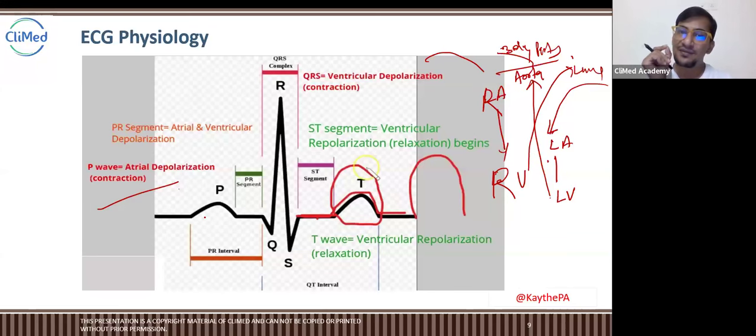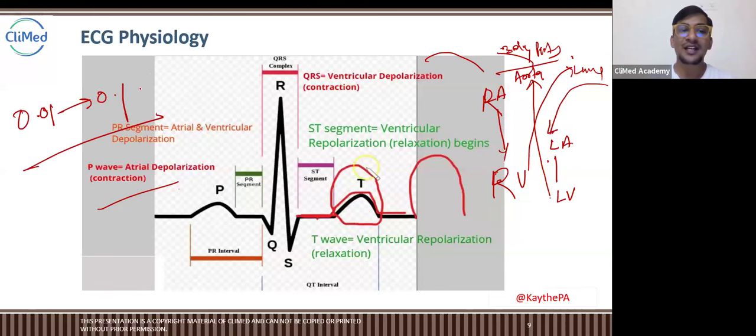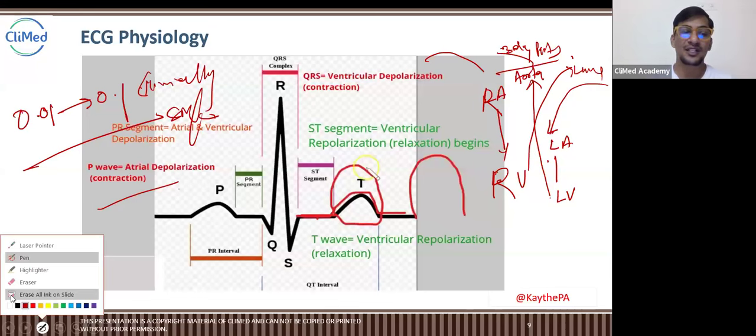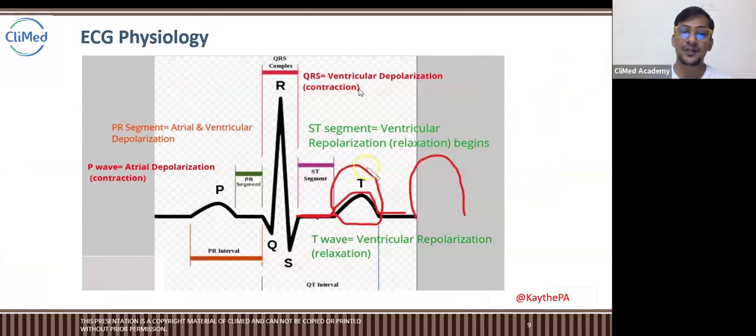So 10 folds higher than normal, we consider it may be because of some other reason. 0.01 to 0.1, we consider it can be accidental, or we don't consider it clinically significant. When it goes beyond that, then it becomes clinically significant high troponin T.